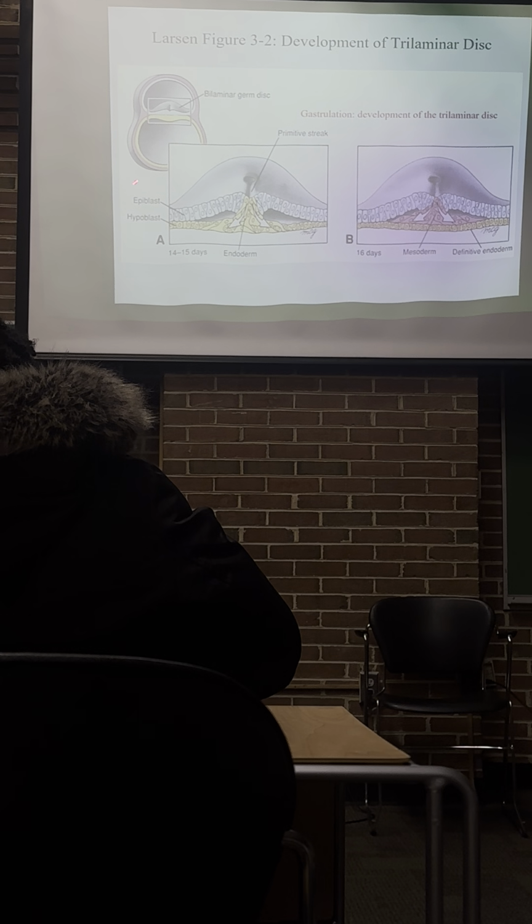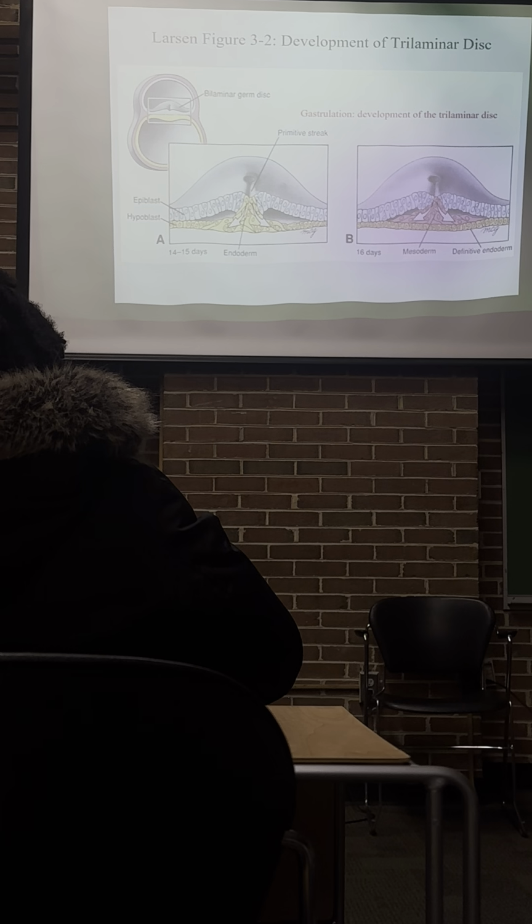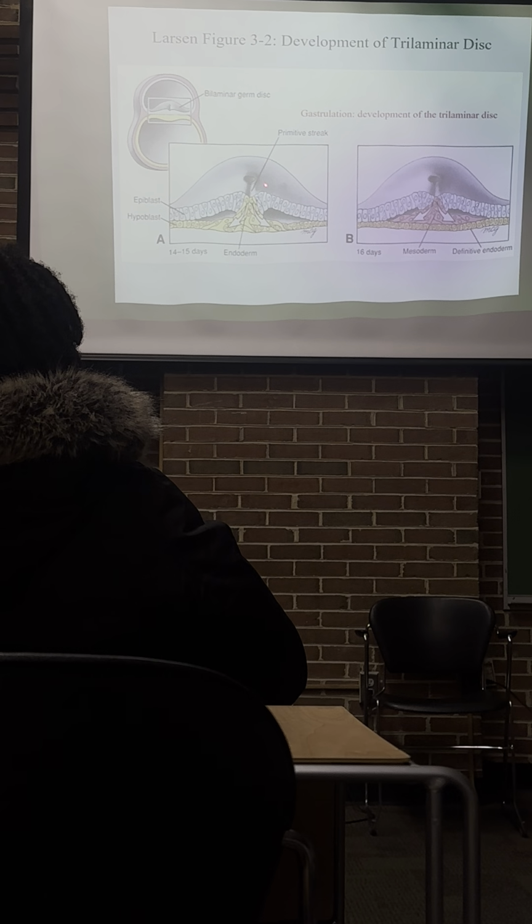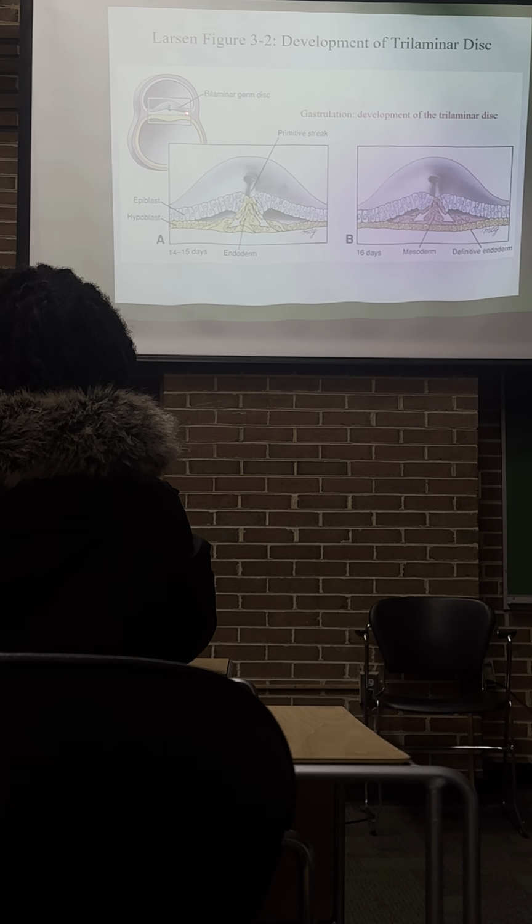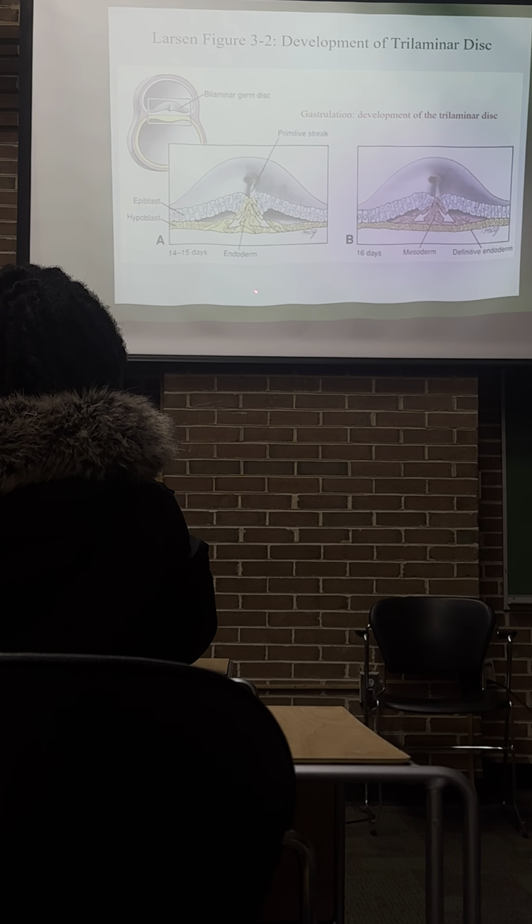So, we have a bisected bilaminar disc. We have a primitive streak here. Here you have a primitive node, primitive pit, primitive streak. It's been hemisected. You can see here in blue the epiblast, in yellow the hypoblast. And what you have is a process called gastrulation, and development of a 3-layer disc or trilaminar disc.